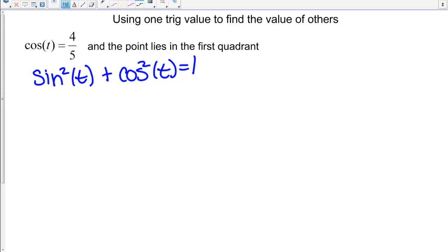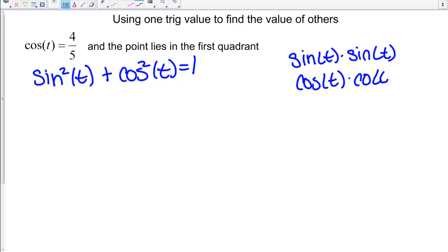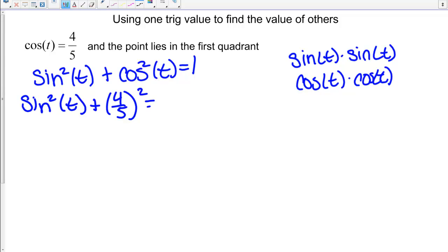So remember that when we square things, this is sine of t times sine of t and cosine of t times cosine of t. That's what we mean by the squared part. Okay. So this is sine squared of t plus, we know that cosine of t is 4/5, so this is 4/5 squared, and that equals 1. So sine squared of t, we square both the top and the bottom to get 16 over 25 equals 1.